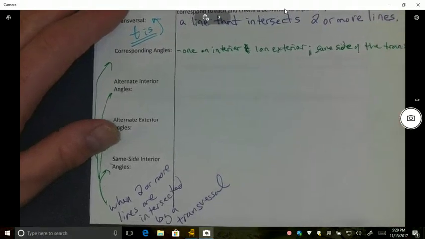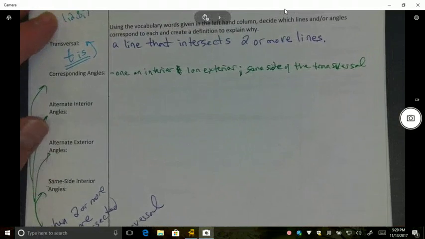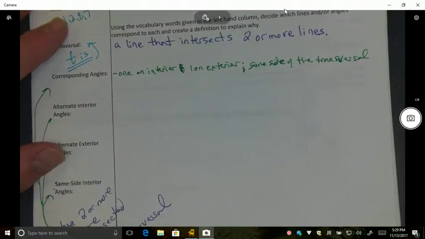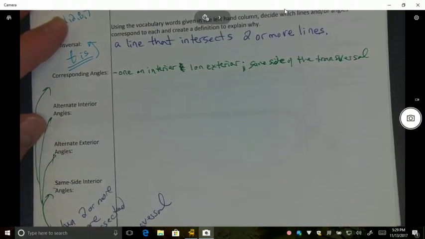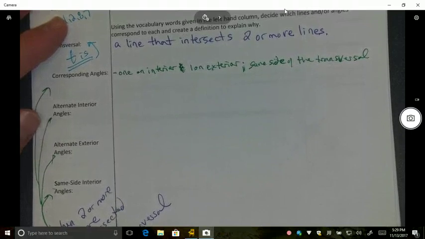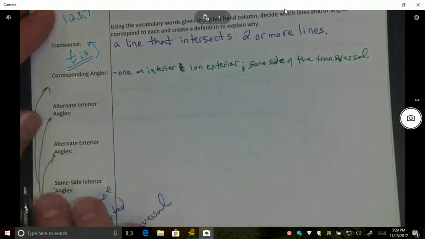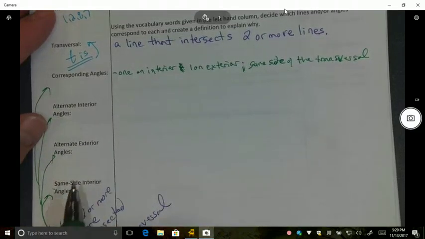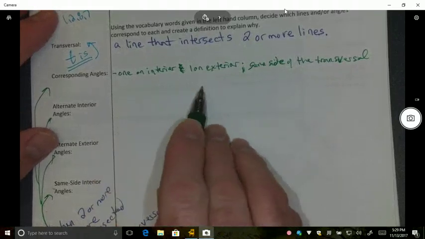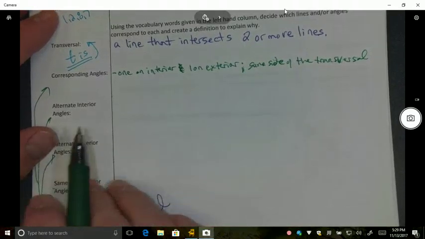Now there is a much more accurate definition for this, but what you need to be able to do is to identify them in a picture. We'll do proofs with them and we'll look at some theorems and postulates regarding these types of angle sets. But for now, your goal is to be able to identify them in a picture. So one's on the interior, one's on the exterior, and they're on the same side of the transversal.